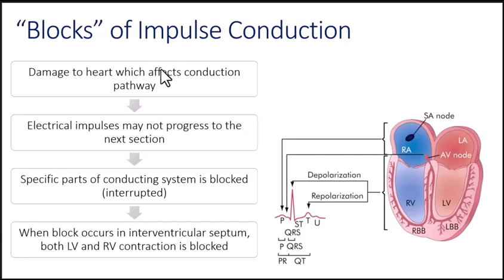So somebody that has damage to the heart can have an effect on their conduction pathway, where the electrical impulses may not be able to progress to the next section of the heart. So we call it a block. It's an interruption. And a block can occur in different areas. But if there is a block that occurs along the interventricular septum, the division between the two ventricles, then both the right and the left ventricle are not going to get their stimulation from the impulse in order to then contract.